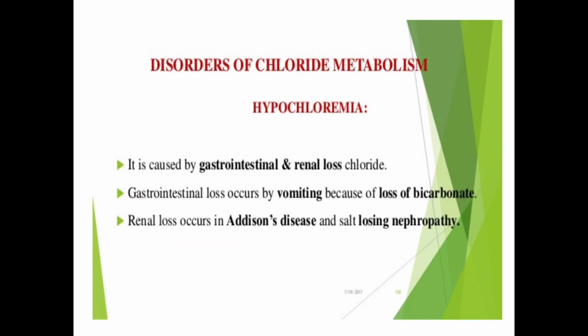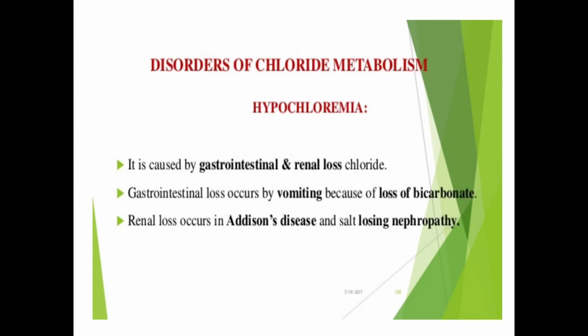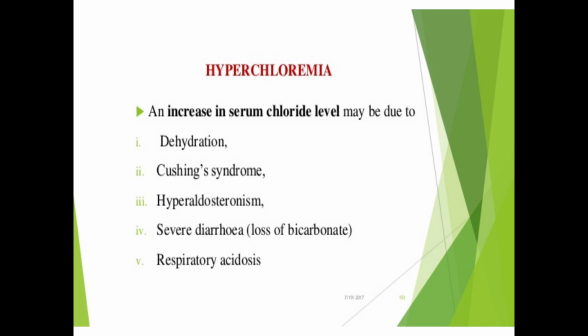So disorders of chloride metabolism: hypochloremia. It is caused by GIT and renal loss of chloride. GIT loss occurs by vomiting and loss of bicarbonate. Renal loss occurs in Addison's disease and salt losing nephropathy. These are some of the conditions with hypochloremia. You can just read these in brief, that is enough.